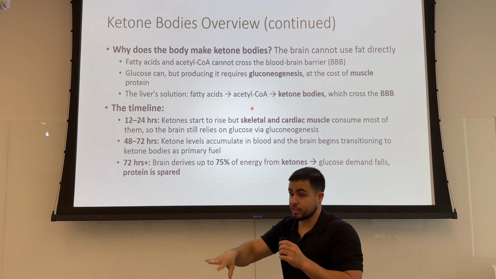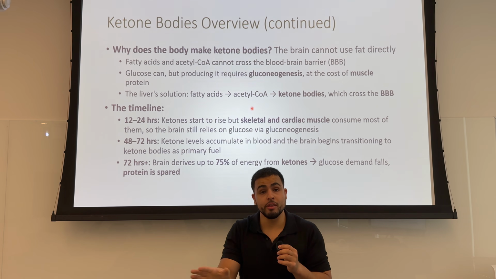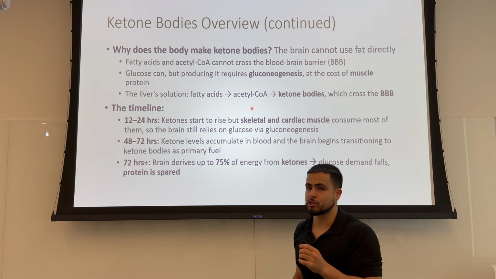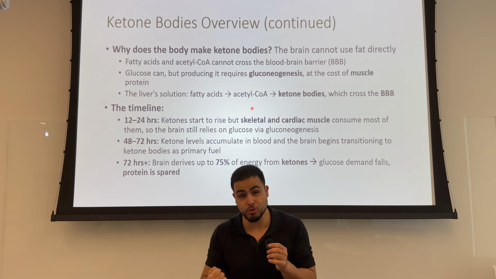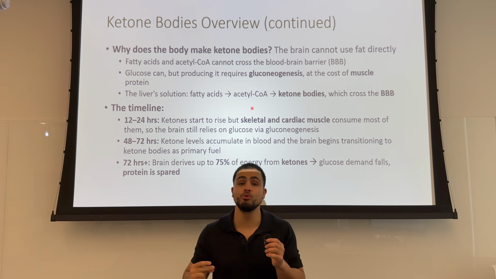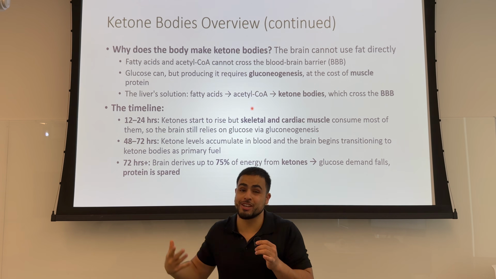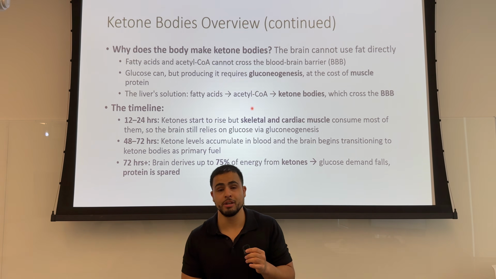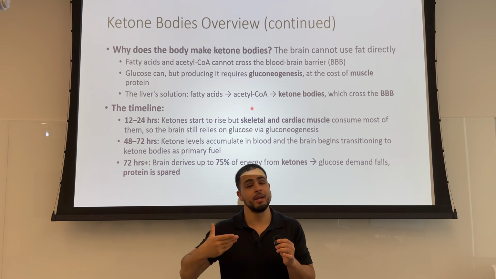However, early on, around the 24-hour mark, all the ketone bodies you're making are being taken up by skeletal and cardiac muscles, because it turns out that these muscles are just so good at using those ketone bodies, so there's nothing left for the brain. So at this point, the brain is still relying on gluconeogenesis for its energy.